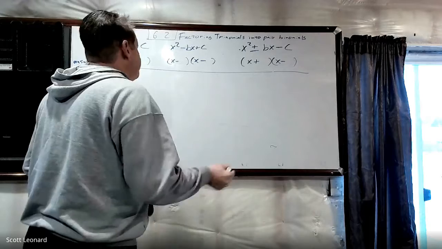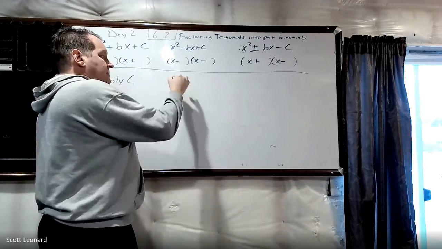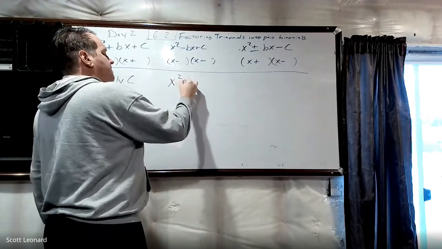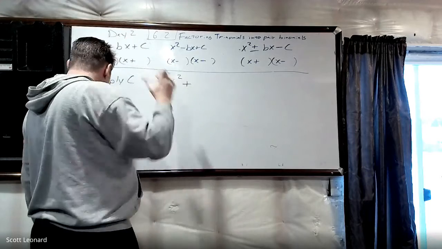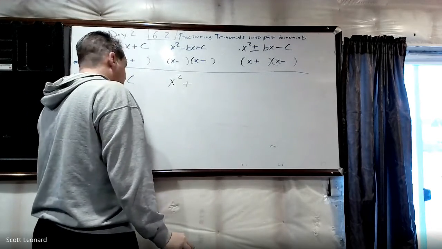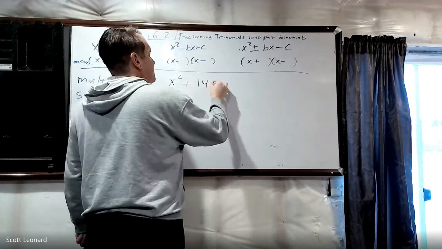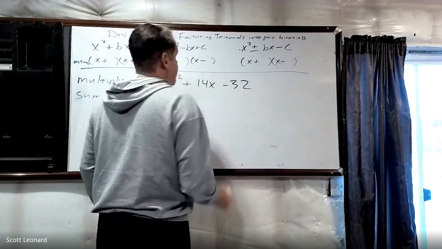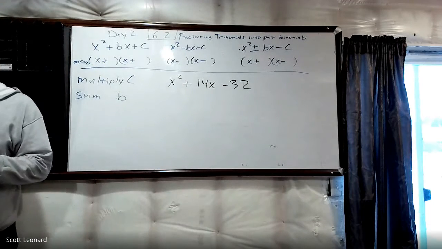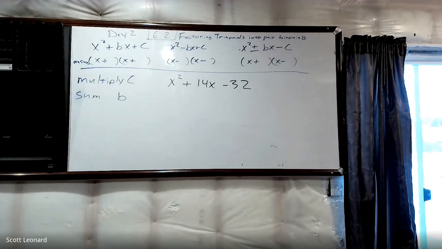Let's go. x squared plus 14x minus 32. See if you guys can do this one on your own. Give you about 2 minutes.